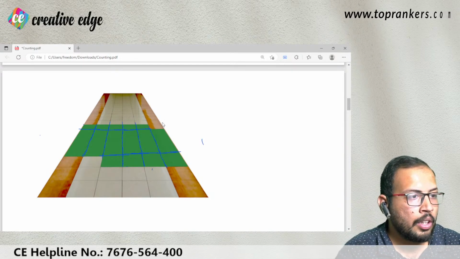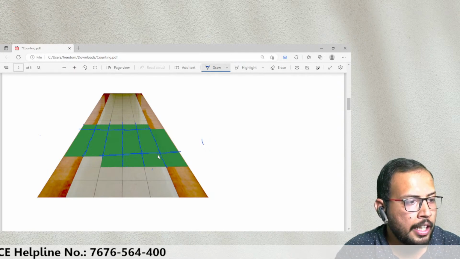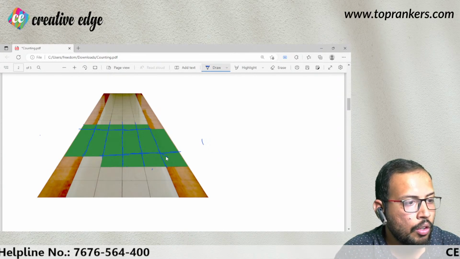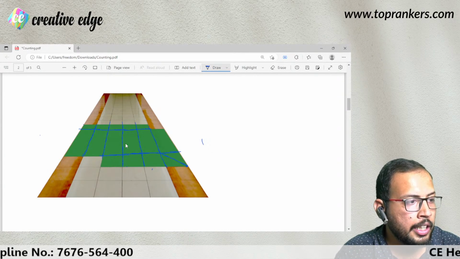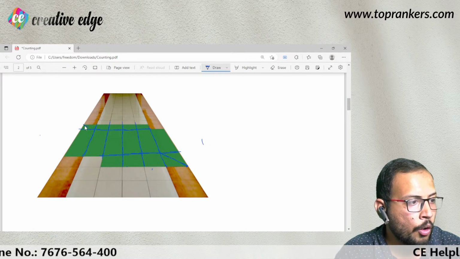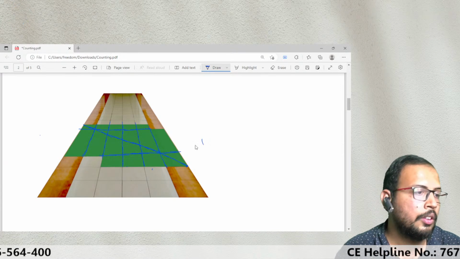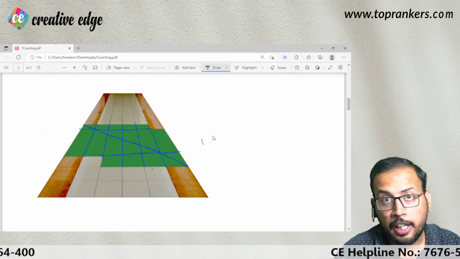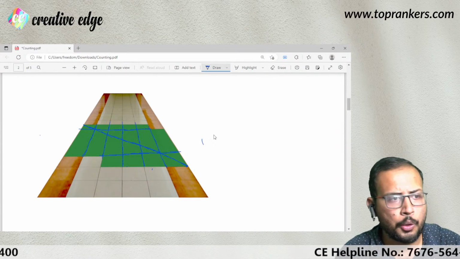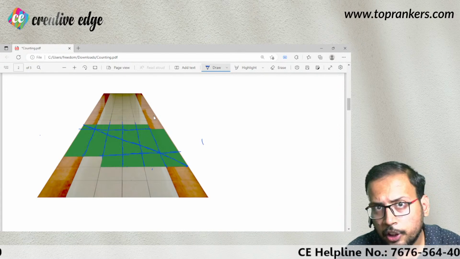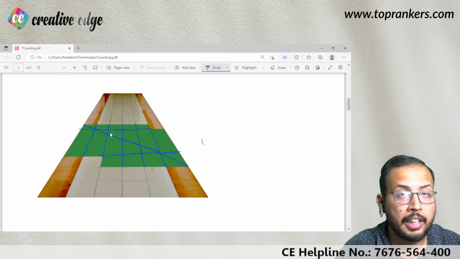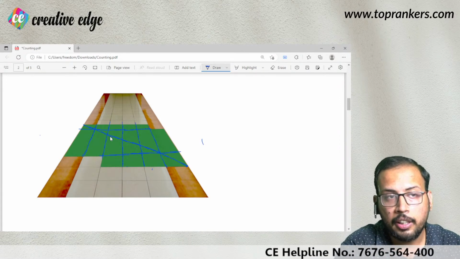Now, let us do one thing. Let us draw the diagonal from this vertex to this vertex. Now, let us draw it. I've drawn this diagonal deliberately for one simple reason. You can see that there are some intersection points on these vertical lines with the diagonal.